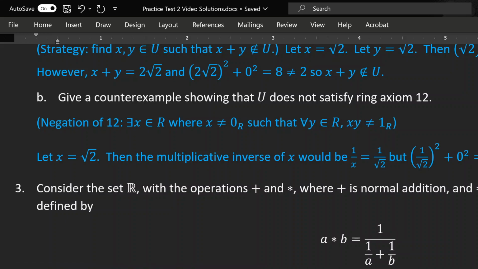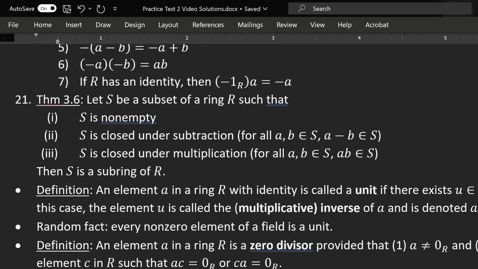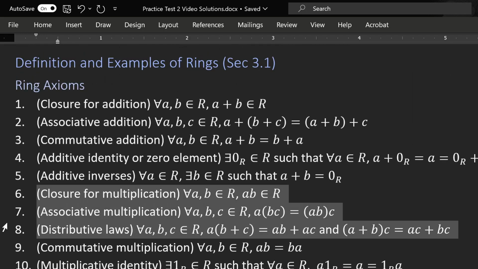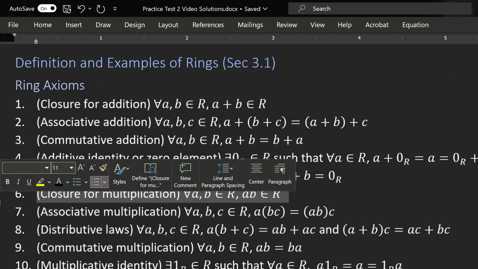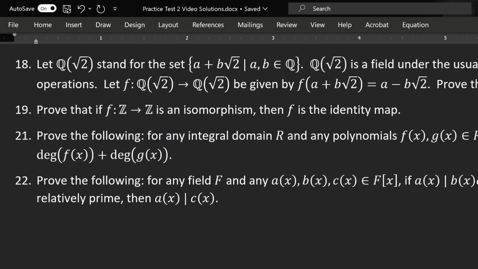Anyway, so give a counterexample showing this does not satisfy ring axiom 6 and a counterexample showing this does not satisfy ring axiom 8. So again, I would just go to those axioms, look up what they are, and just negate them, and then try to show the negation. So I'm just going to copy these and write out their negations.